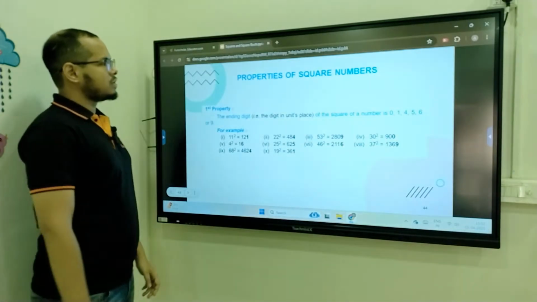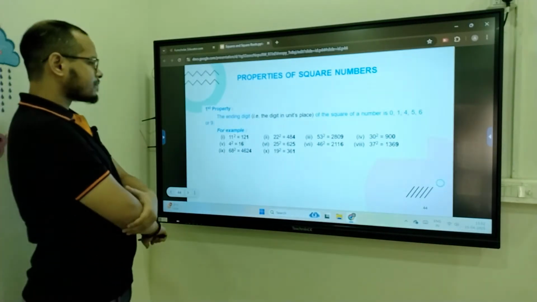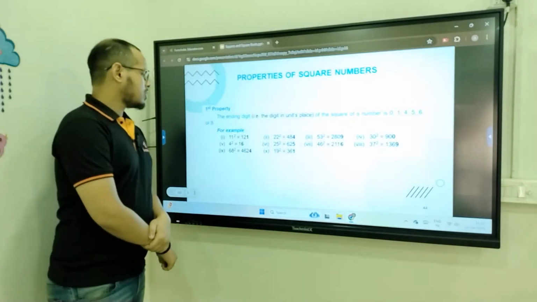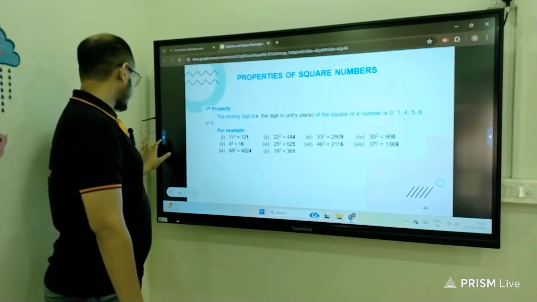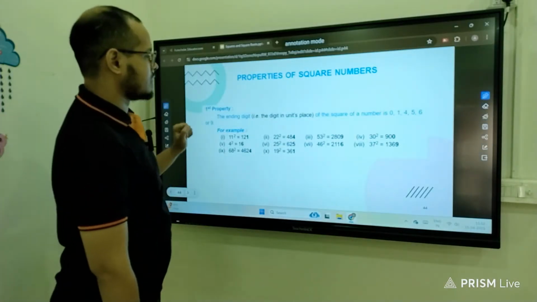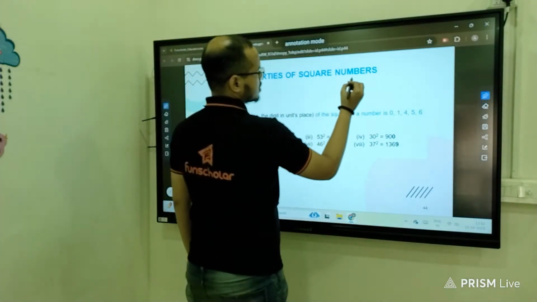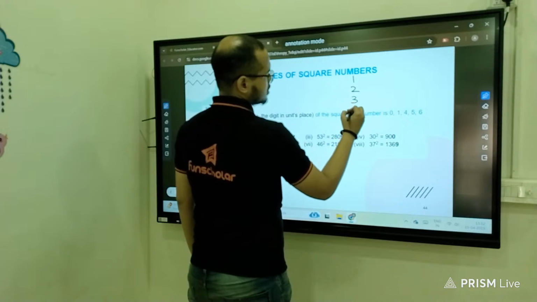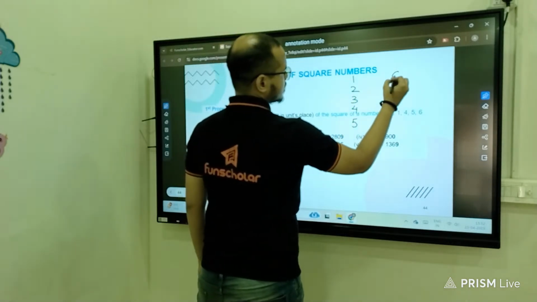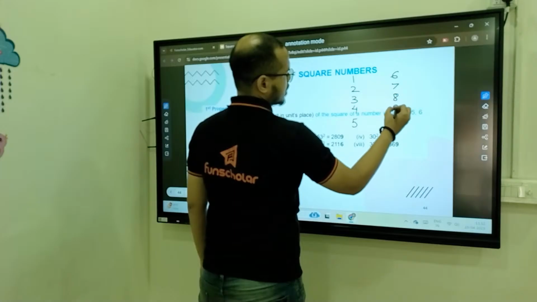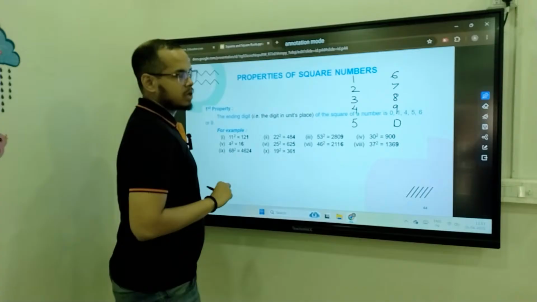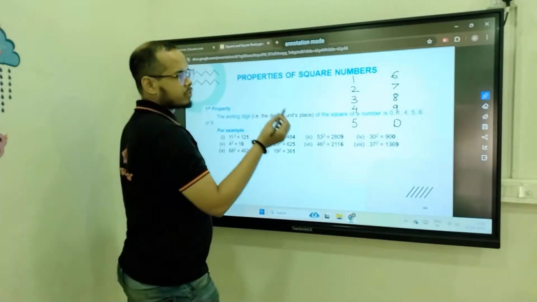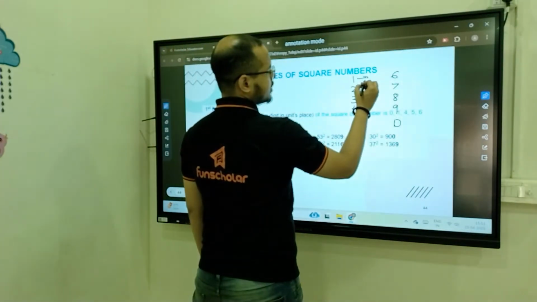Now properties of square numbers. A few properties are present. First is 11 square. So 1 as the unit digit, let me write it down so that you can understand this very well. See, 1, 2, 3, 4, 5, 6, 7, 8, 9, 10, I will put 0 here. So any square of a number ending with 1 will have the unit digit as 1.